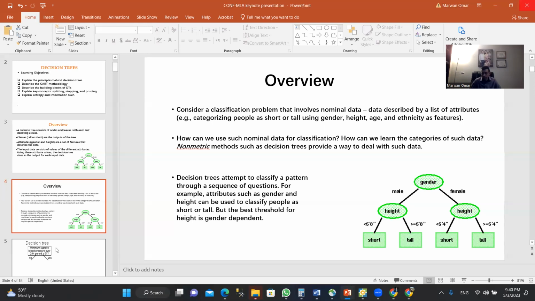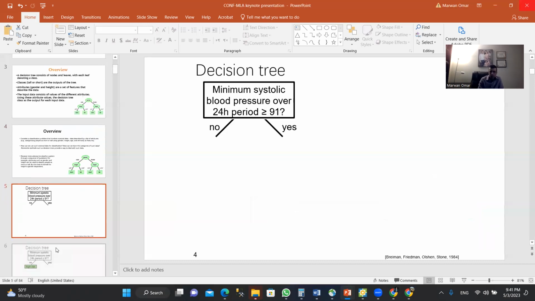I'm sorry, for the male. For the female, if their height is less than 5.4, they will be considered short. Otherwise, they'll be considered tall.